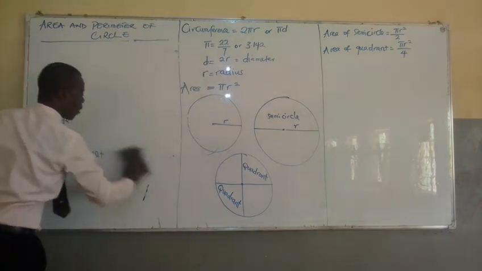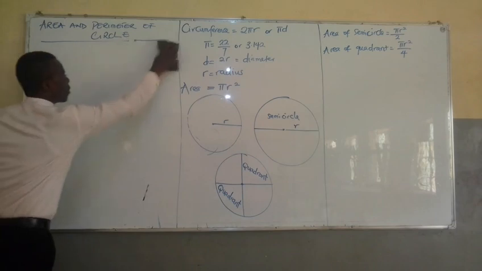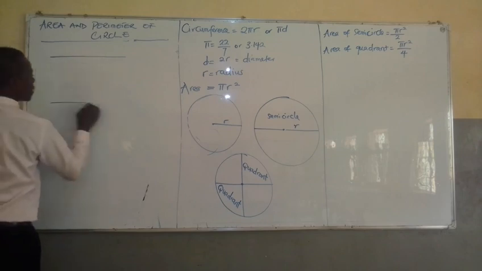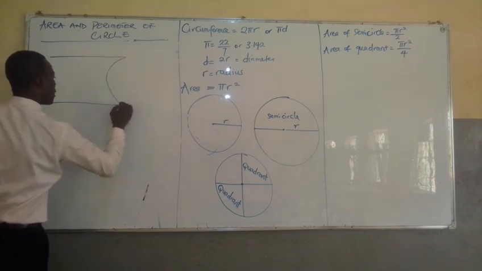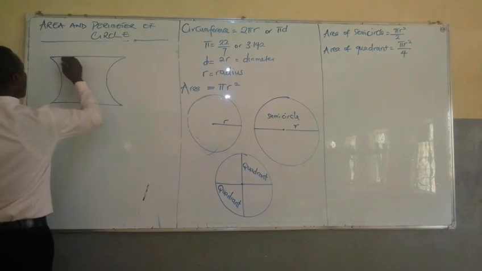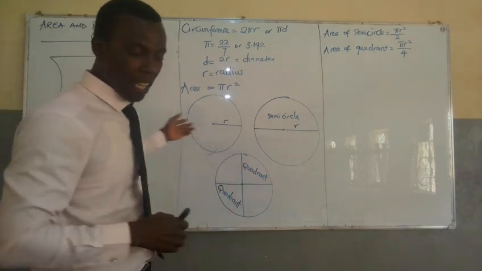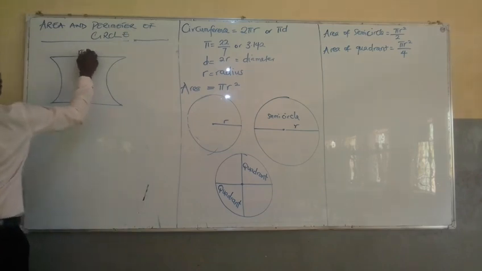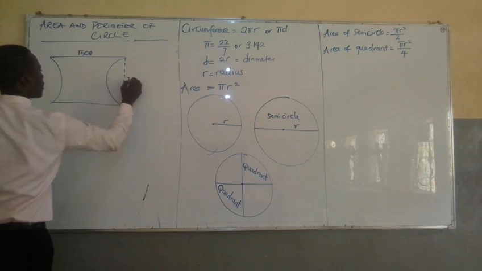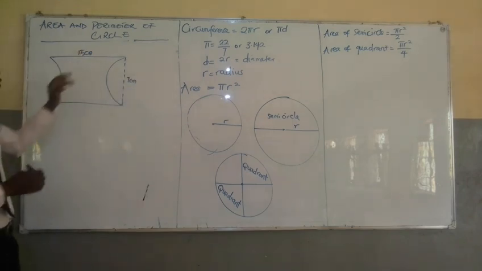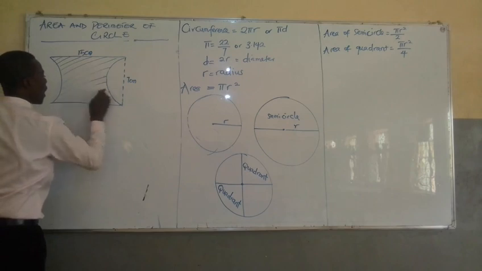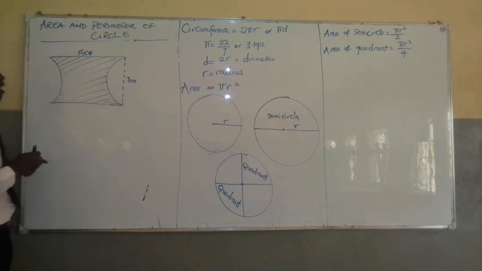So, let me solve 2 questions. Let's take, for example, we have a shape like this, and then we're told to find the area. Here we have 15 centimeters, and the distance here is 7 centimeters. We're told to find the area of this shaded portion that we have in here.